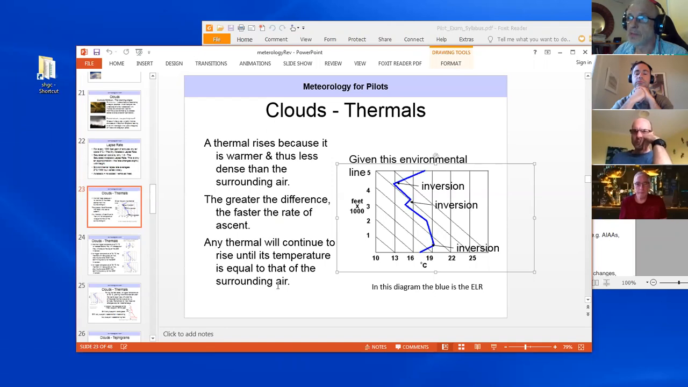And it says any thermal will continue to rise until its temperature is equal to that of the surrounding air. Just the same principle. As soon as it gets the same temperature, it cannot rise anymore. Just basic physics.